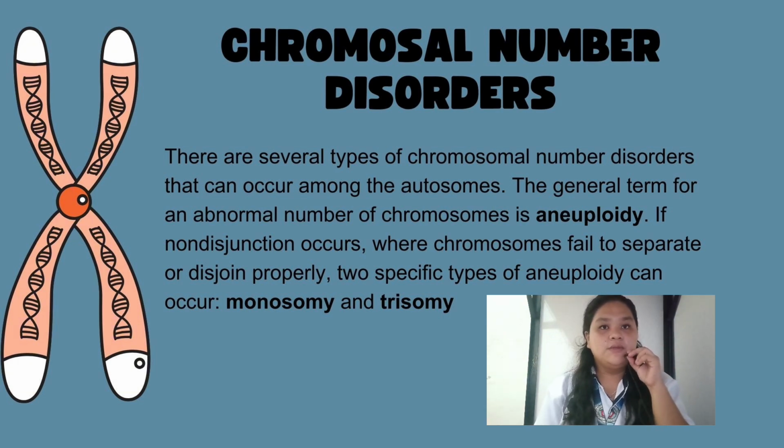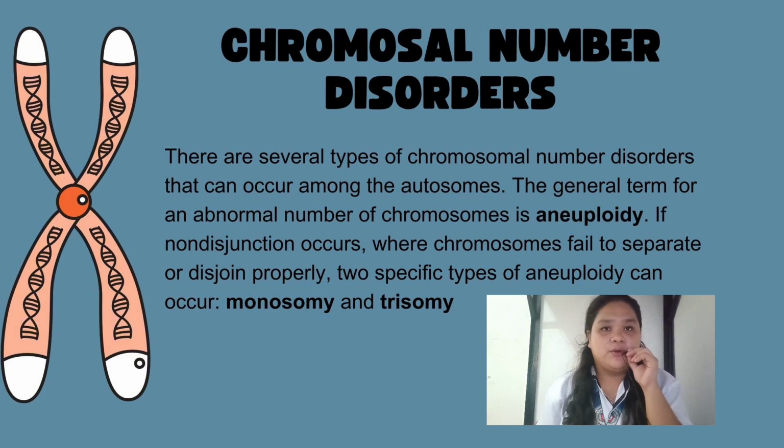Next is the chromosome number disorders. There are several types of chromosome number disorders that can occur among the autosomes. The general term for an abnormal number of chromosomes is what we call aneuploidy. So what is aneuploidy? Aneuploidy refers to any chromosome number that is not an exact multiple of the haploid number of chromosomes, which is 23 in humans.